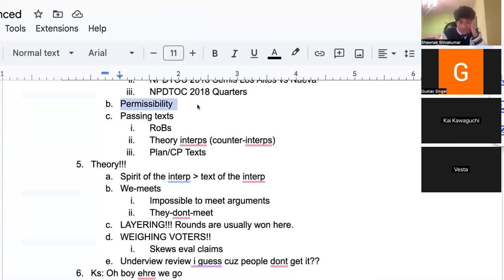Then permissibility. I don't feel like talking about permissibility. This thing can take too long. Okay, Kai, do you want to explain permissibility?